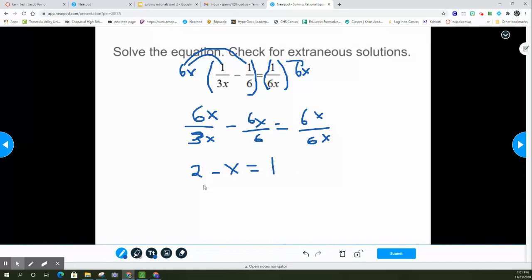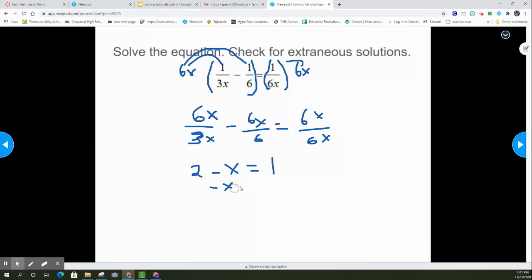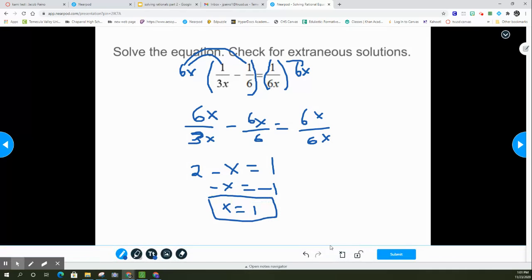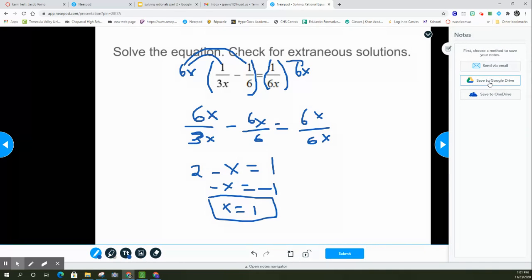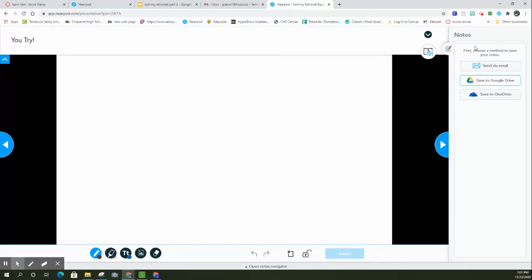So now you just solve. Subtract 2 from both sides. You get negative x equals negative 1. Divide both sides by negative 1, so x equals positive 1. All right. Next example. And remember, always a good idea to make sure you're sending yourself notes, so you always have them there.